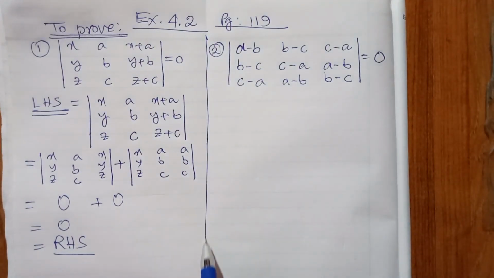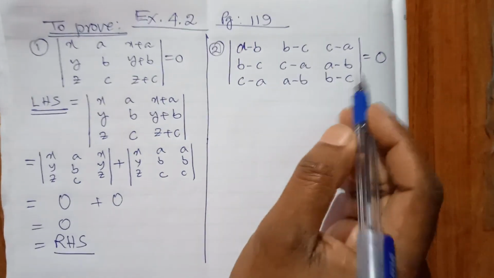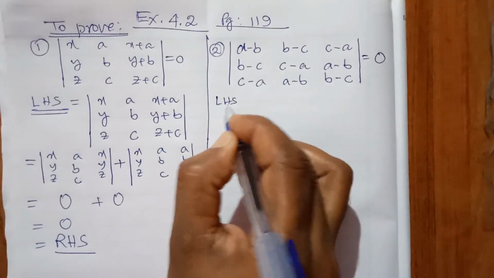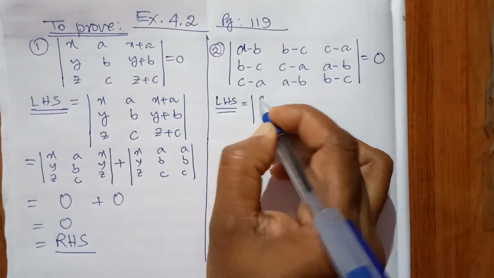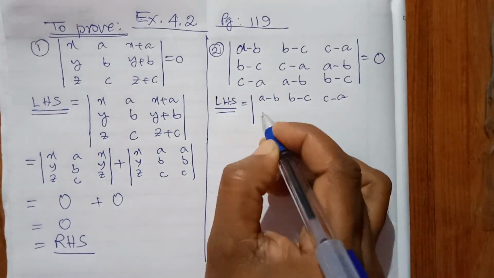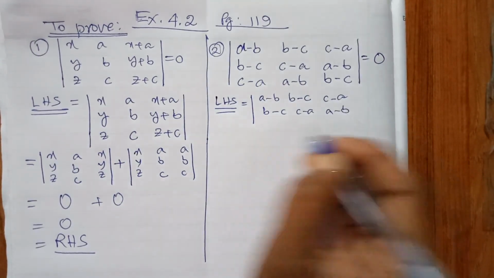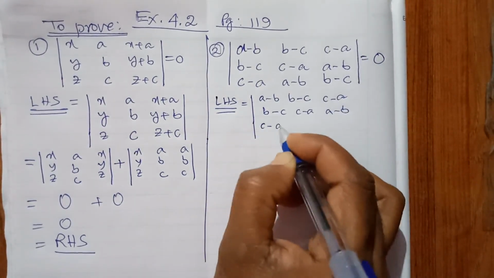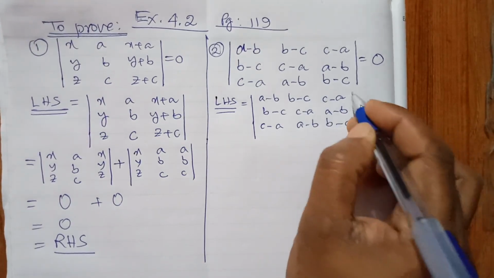Now question number 2, this you have to prove equal to 0. Start with the left hand side. It is a minus b, b minus c, c minus a, b minus c, c minus a, a minus b, c minus a, a minus b, b minus c.